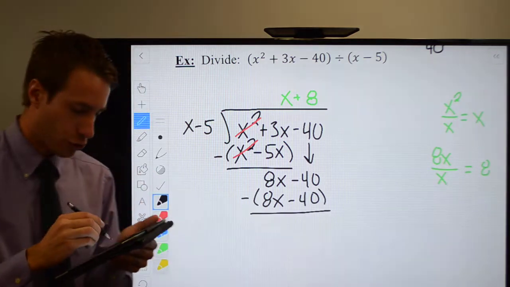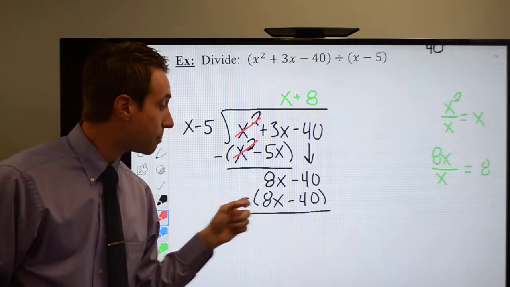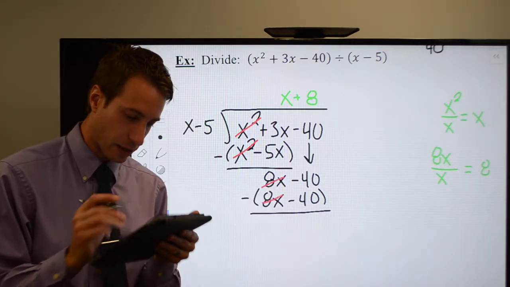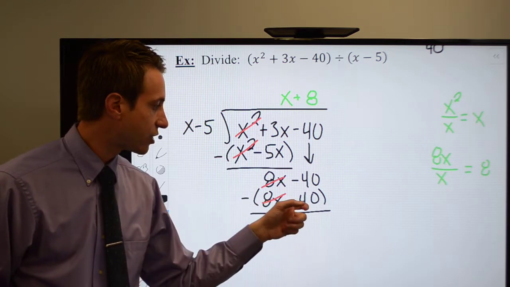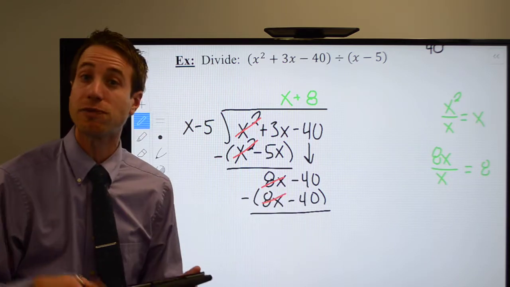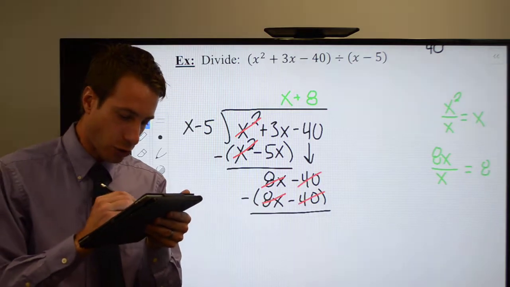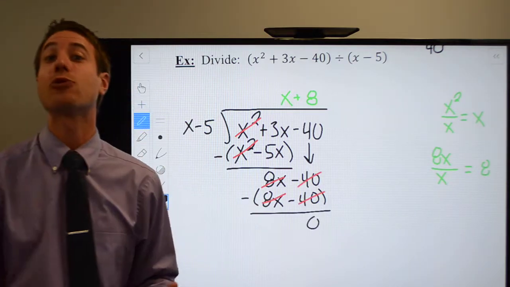Subtract, don't forget to distribute the minus sign. 8x minus 8x, those guys cancel each other out. Negative 40 minus a minus 40, you change the sign on this 40, so it would be minus 40 plus 40. Hey, look at that. Those also cancel each other out, and awesome, we're left with a remainder of 0.